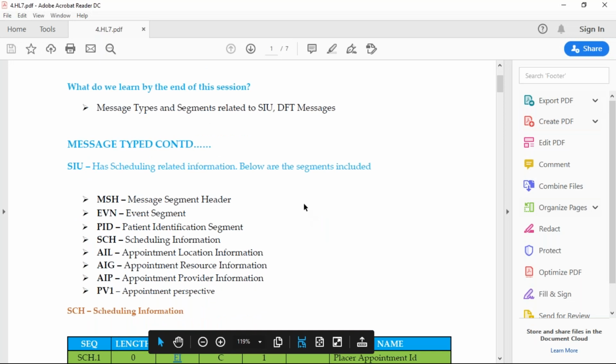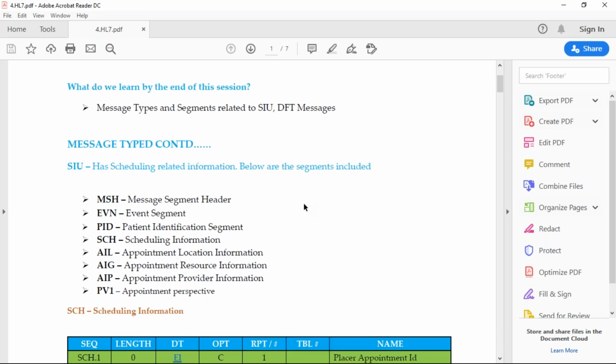All right, guys. So yesterday we did take a look at the various segments and various fields that are involved in an ADT message. We completed the segments MSH, EVN, PID, and then we took a look at the guarantor segment and insurance segment in detail. So that concludes the ADT message types.